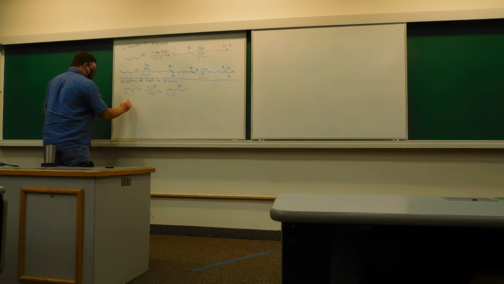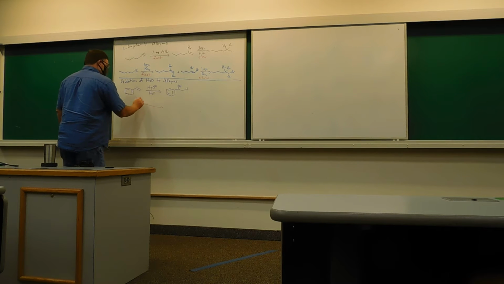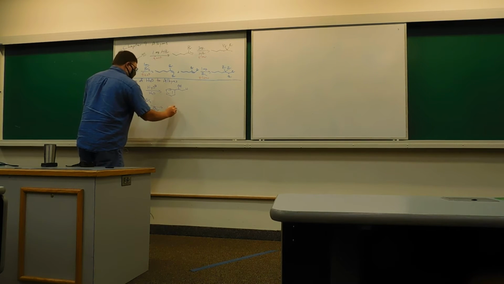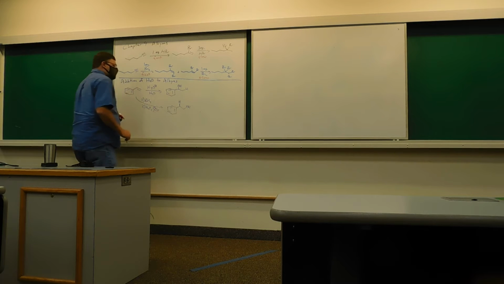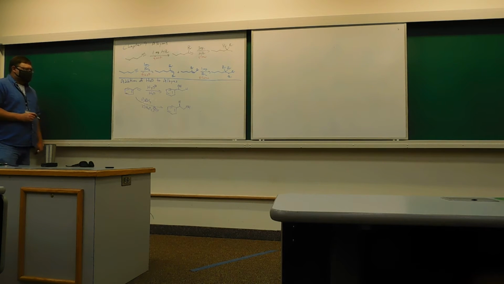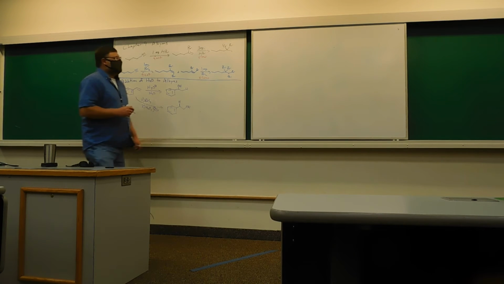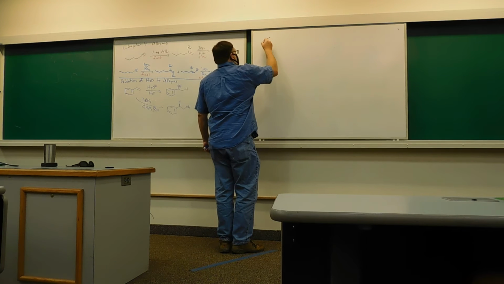If we do the same reaction with borane, followed by alkaline peroxide, we get anti-Markovnikov addition. Okay? All right, so let's look at what happens if we do this with alkynes.